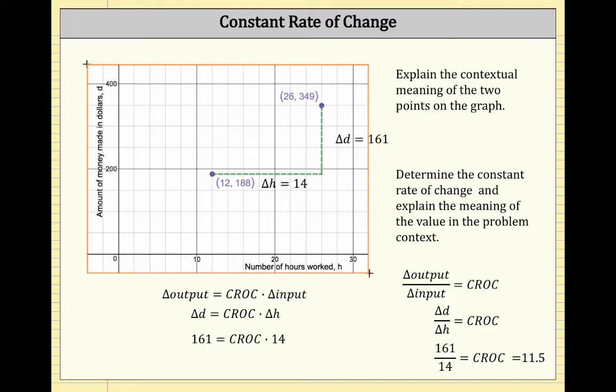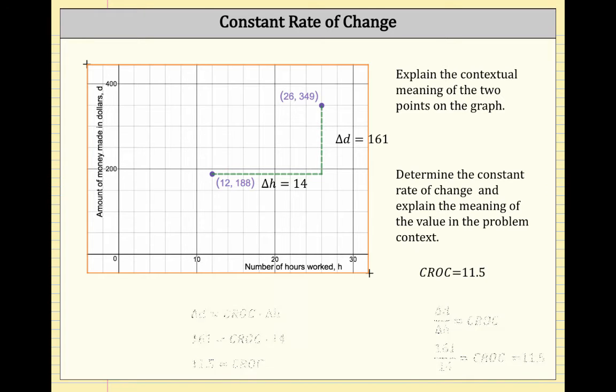So that would tell us that if we were to work it using the constant multiple perspective, 11.5 times 14 should give us 161, and we do find out that 11.5 is the correct number for the constant rate of change. So it doesn't matter which approach you use, you will end up with the same number, which is why it's called the constant rate of change. Okay, so we have 11.5 as the constant rate of change. That's the numerical answer. But we also want to explain or understand the meaning of the value in this problem context. So let's see what happens.